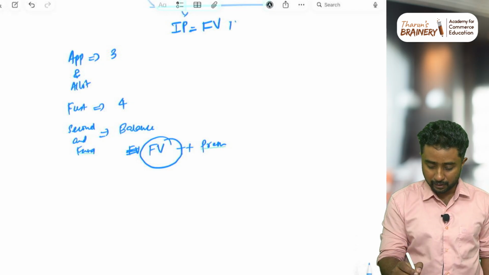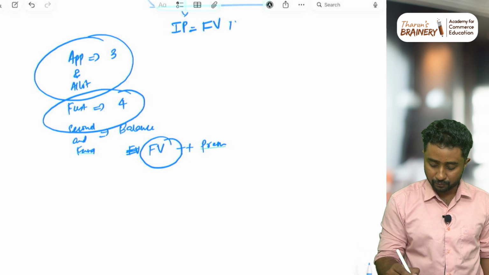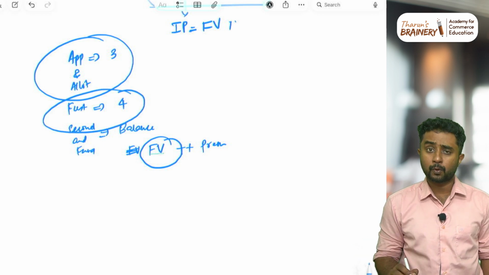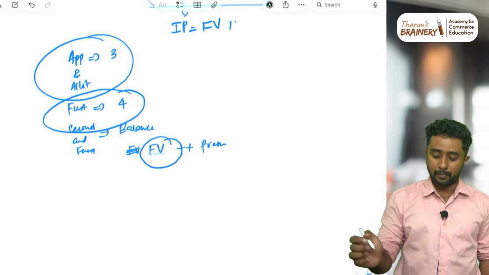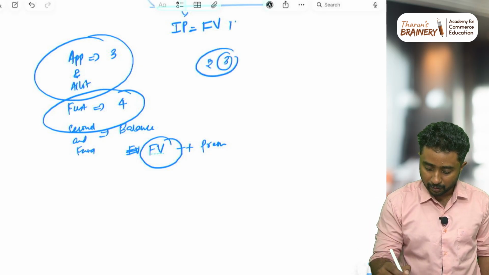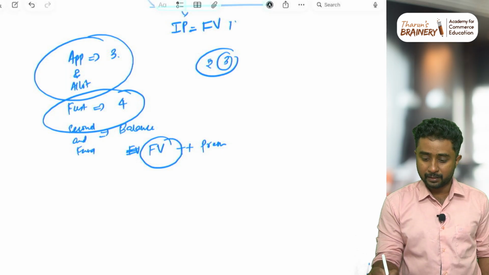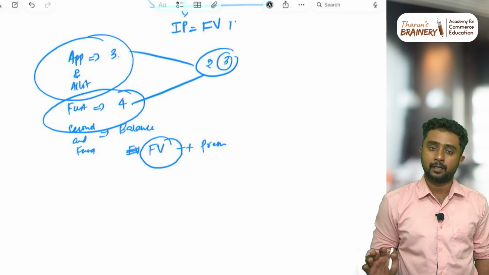See, you can see here application and allotment 3 rupees is given. First call 4 rupees is given. Did they mention the word premium there? No. That means we know that the premium is rupees 3, so this 3 is not including the 3 rupees premium, and this 4 is also not including the 3 rupees.